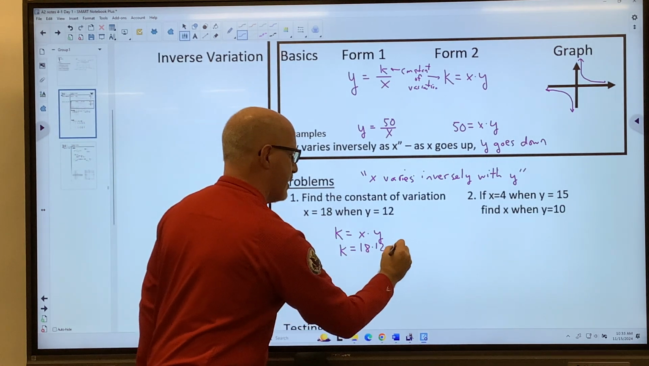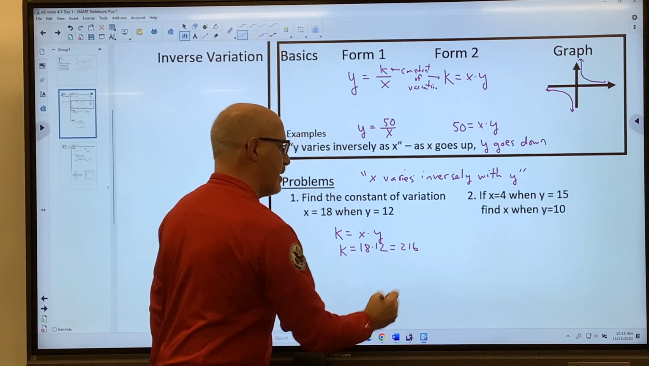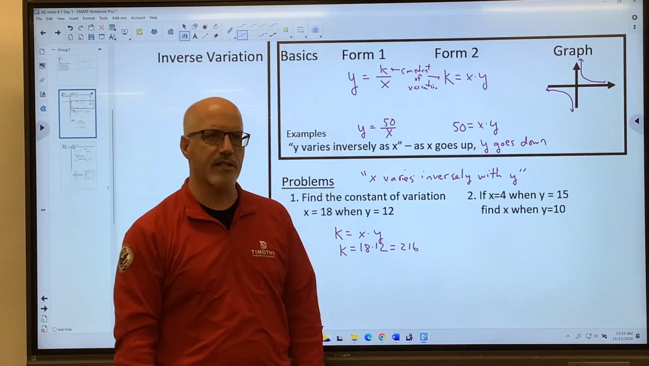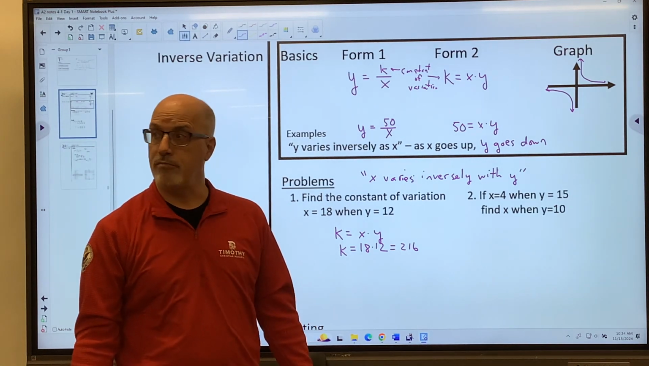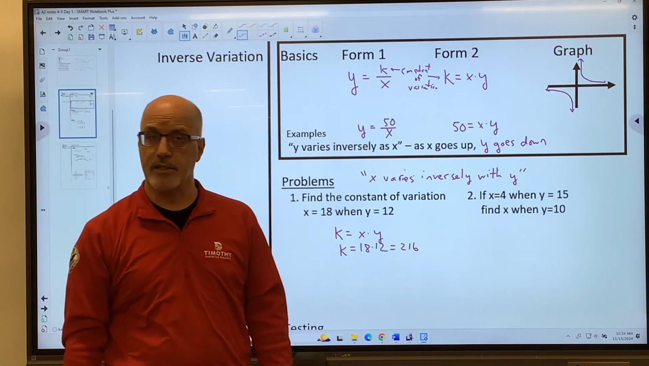216, okay? So we get a constant of 216 for that. That's all you have to do. Multiply the two numbers, you get the constant.